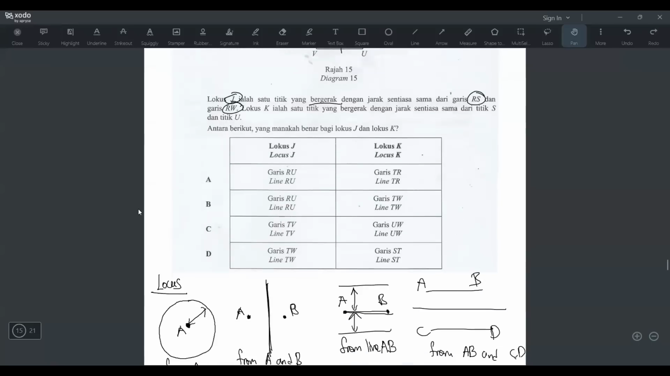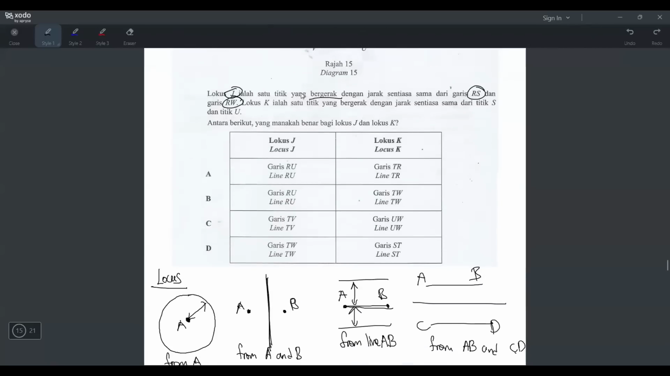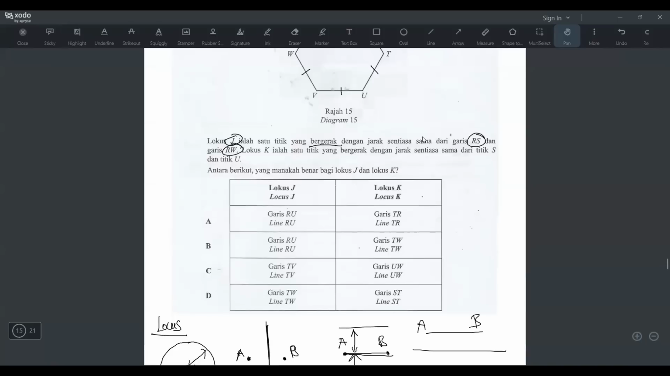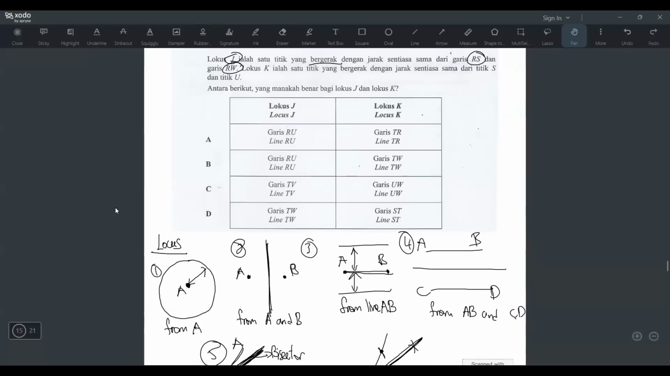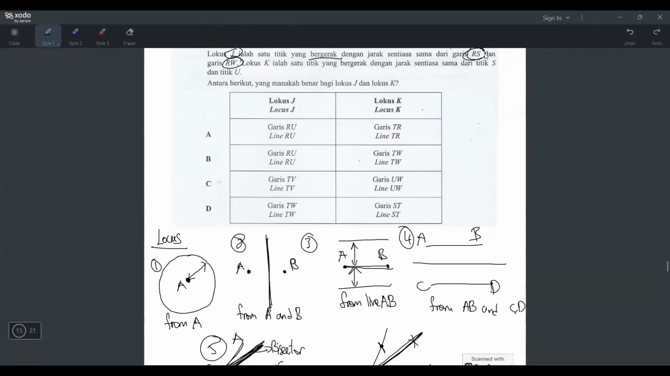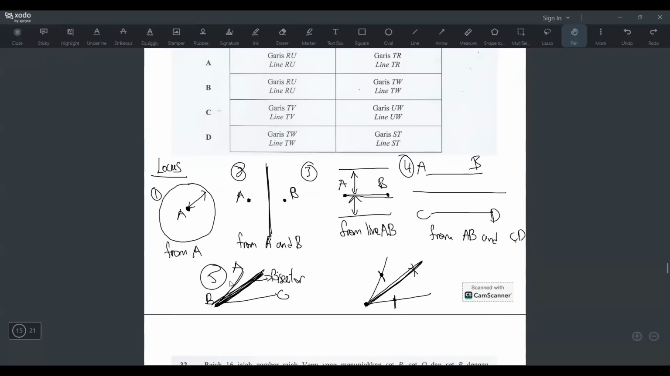So let's look at this question now. So this says locus L ialah satu titik yang bergerak dengan jarak sentiasa sama dari garis RS dan RW. Can you tell me this question is type 1, type 2, type 3, type 4 or type 5? Tengok dia kata dari siapa? Dari siapa? Dari RS dan RW. Garis dari garis. So dari dua line. So obviously it's type number 4, right? Yeah, type number 4. But actually it can be type number 5 also.